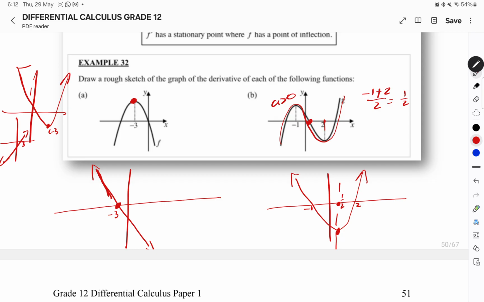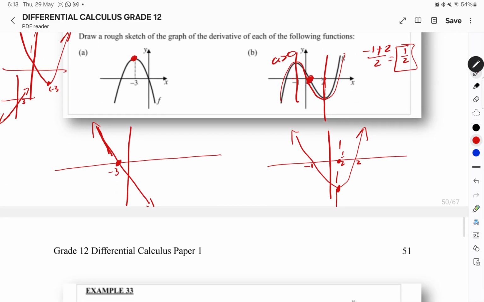Let's refresh ourselves, guys. The turning point of our cubic will be the x-intercept of the parabola. And then the turning point of the parabola will be the x-intercept of a linear function, right? And if I have the x turning points, to get the point of inflection, I just do the midpoint. I get that it's half. So the point of inflection is the turning point of the parabola. So that's basically the concept.